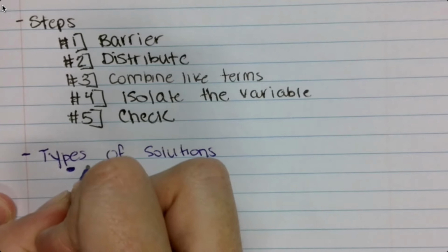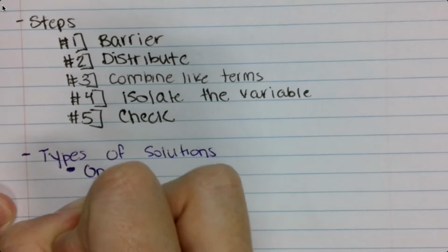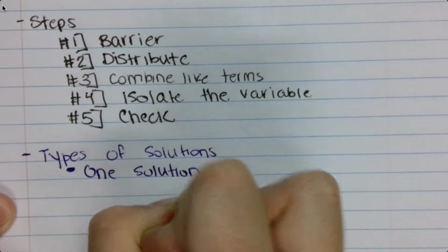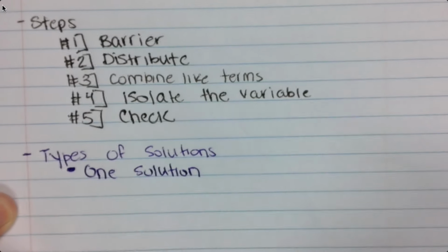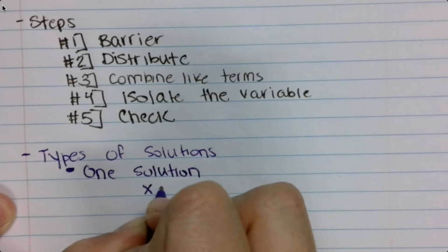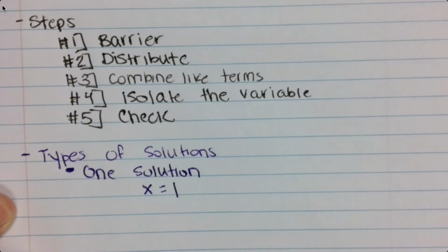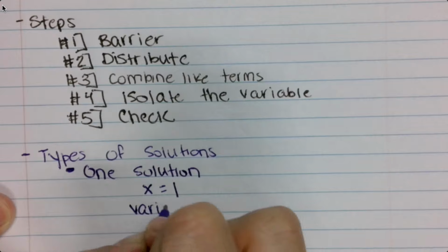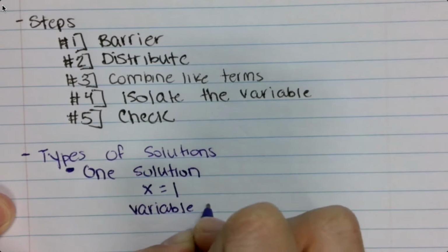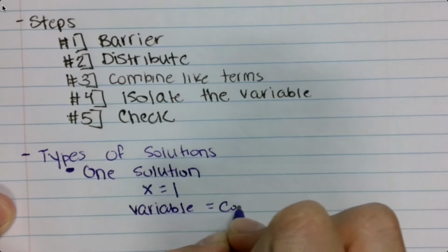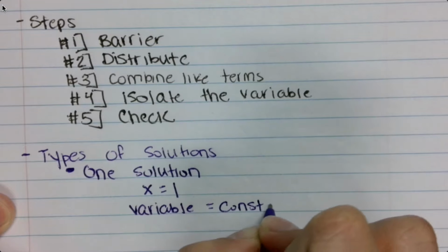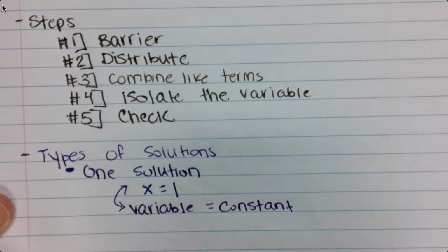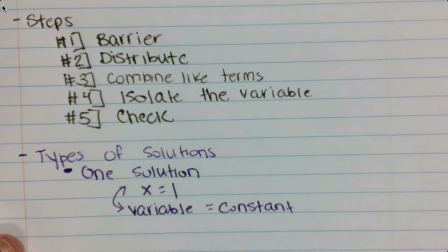is going to be one solution. One solution would look something like x equals 1. That would mean a variable, which is a letter, is equal to a constant, which is a number. Okay? So these two things are saying the same exact thing.